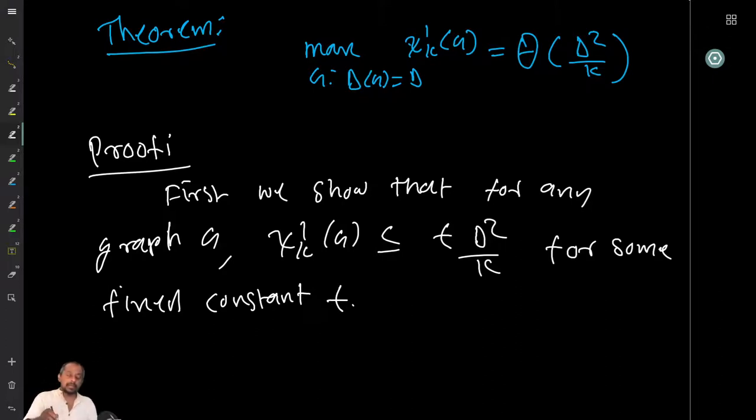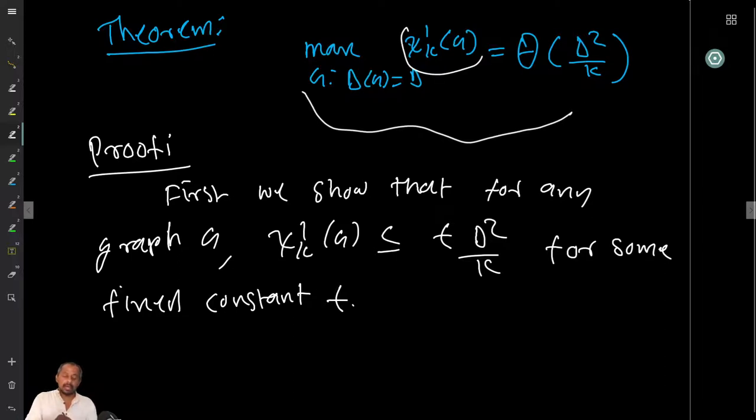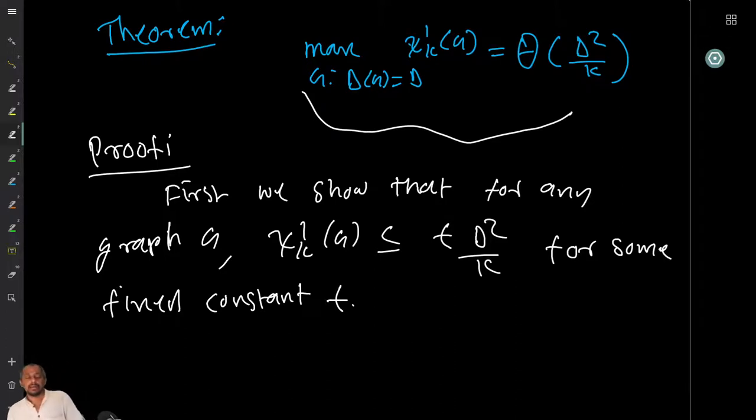So what we are saying is that if you look at all possible graphs with maximum degree delta, then the maximum over all such graphs of chi'_k(G) is theta of delta squared by k. This means the function grows as fast as delta squared by k, lower bounded by some constant times delta squared by k and upper bounded by some other constant times delta squared by k. In other words, whatever k and delta are given, we can find graphs whose k intersection chromatic index is at least some t times delta squared by k, and at most some t star times delta squared by k, for some two constants t and t star.